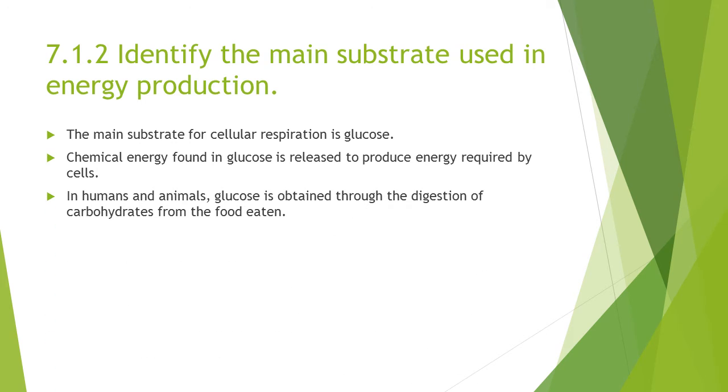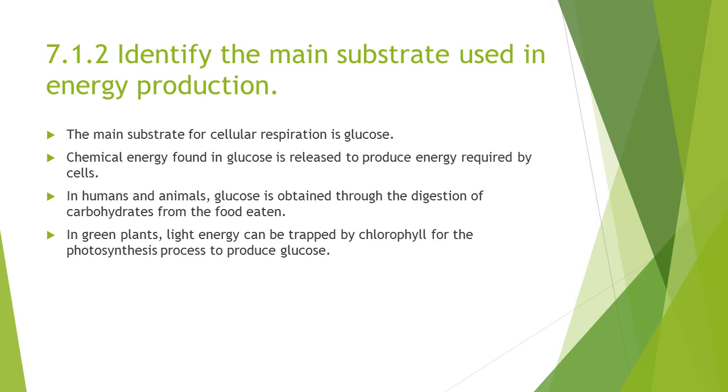In humans and animals, glucose is obtained through the digestion of carbohydrates from the food eaten. You know that carbohydrate is the source of your energy. So carbohydrate will be digested and broken down to its simplest form, which is glucose. In green plants, light energy is trapped by chlorophyll for the photosynthesis process to produce glucose. Meaning, in plants, they get the glucose from the photosynthesis process.